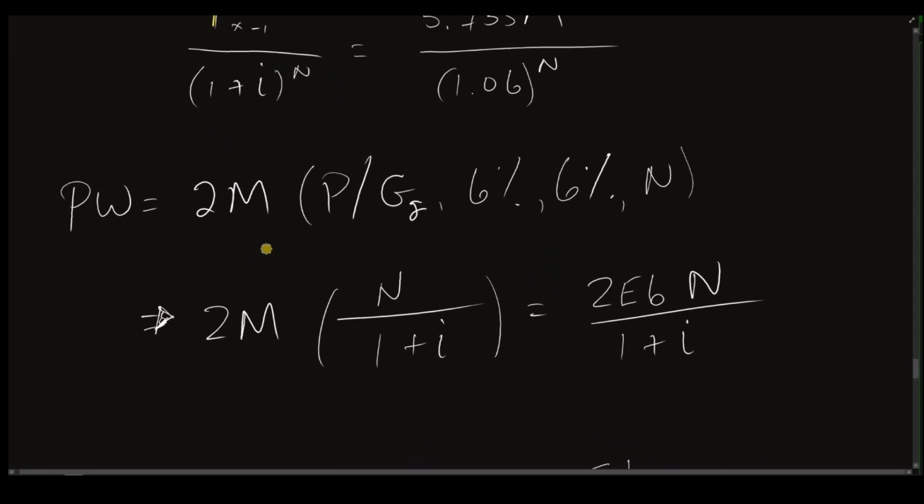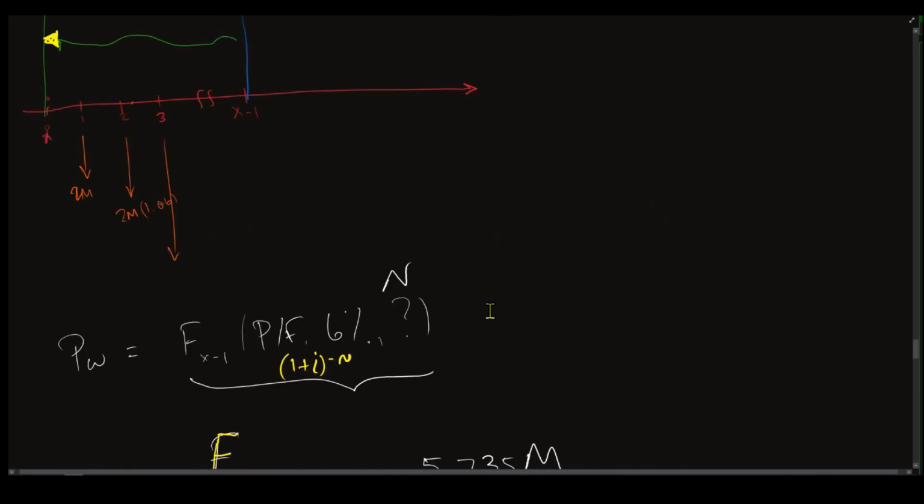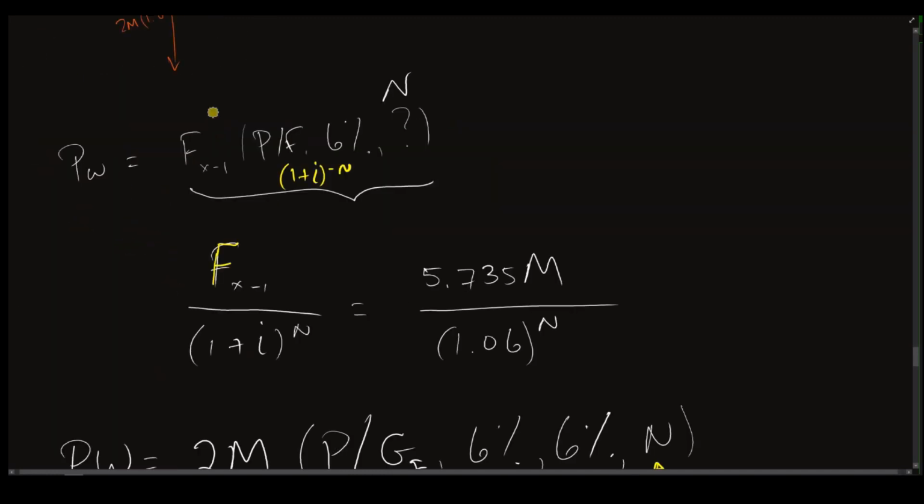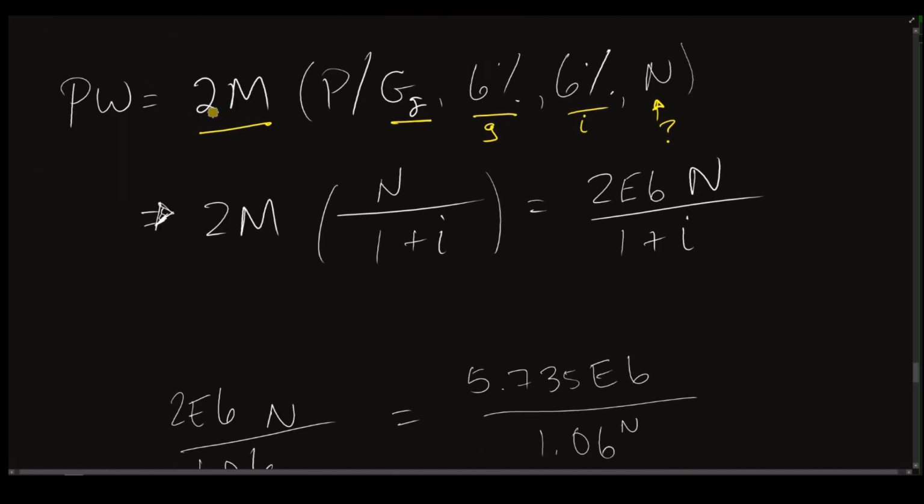Because the other part of it is the payments that I'm going to make. We're putting in 2 million. It's a geometric gradient that's increasing by 6%, and our interest rate is also 6%. N is what we don't know. We're trying to find that. So I can go back to my equation and see that g is equal to i, 6% and 6%, so we're going to use this equation to get the present worth. That's where this comes from.